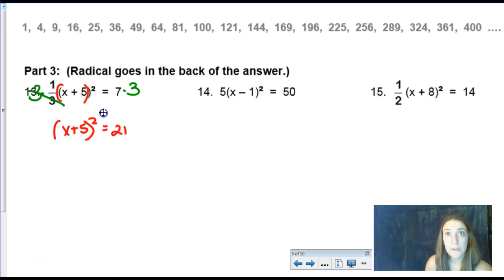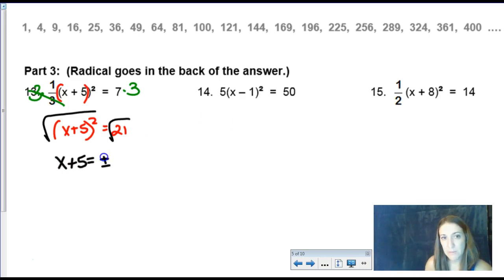And do not, under any circumstances, distribute this squared, because that's not how that works. X plus 5 quantity squared is a foiling, x plus 5 times x plus 5. So unless you really love quadratic factoring, don't do that. I would just square root both sides right here. So square rooting this is easy. That's just x plus 5. But because I just applied the square root, the plus or minus sign will show up now.